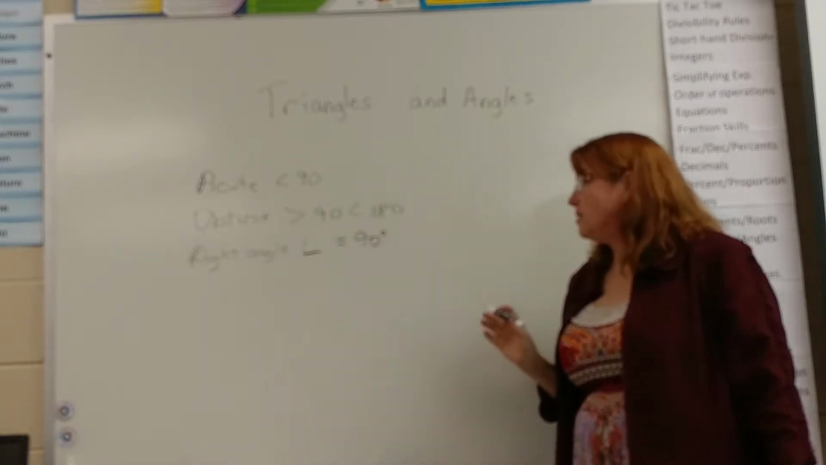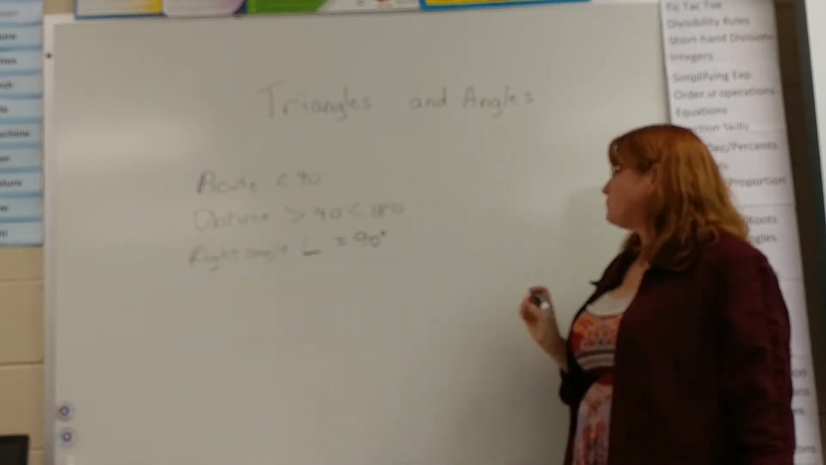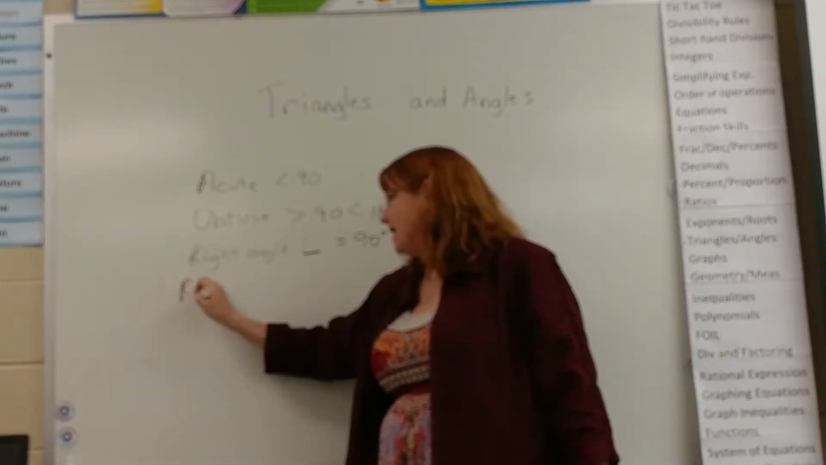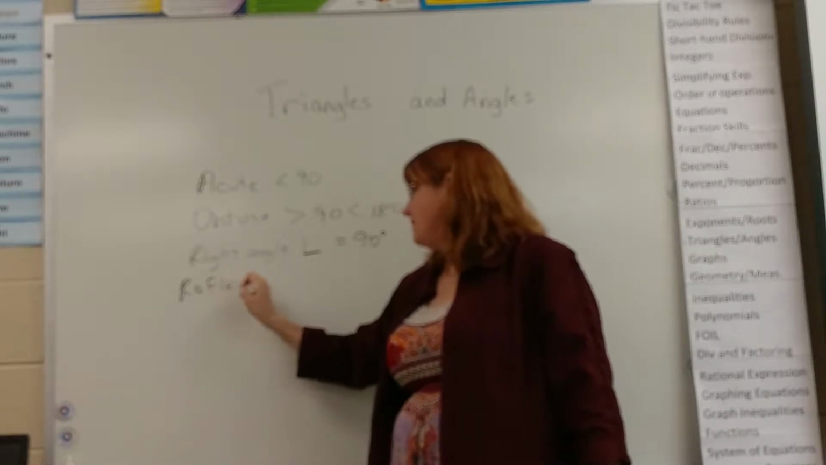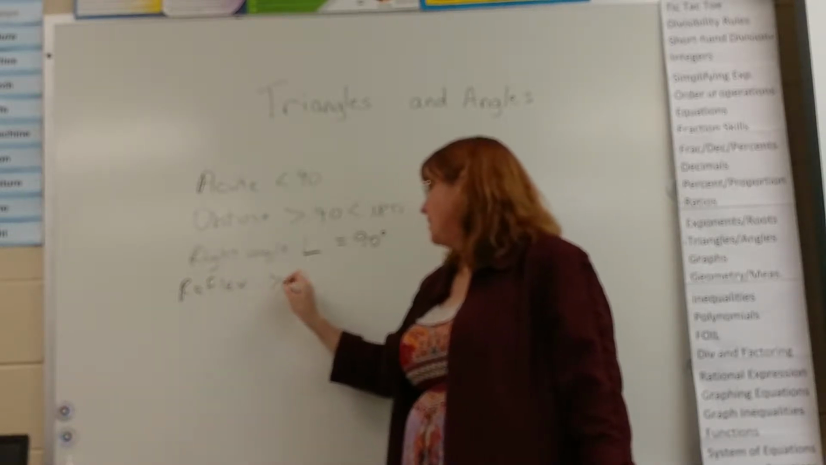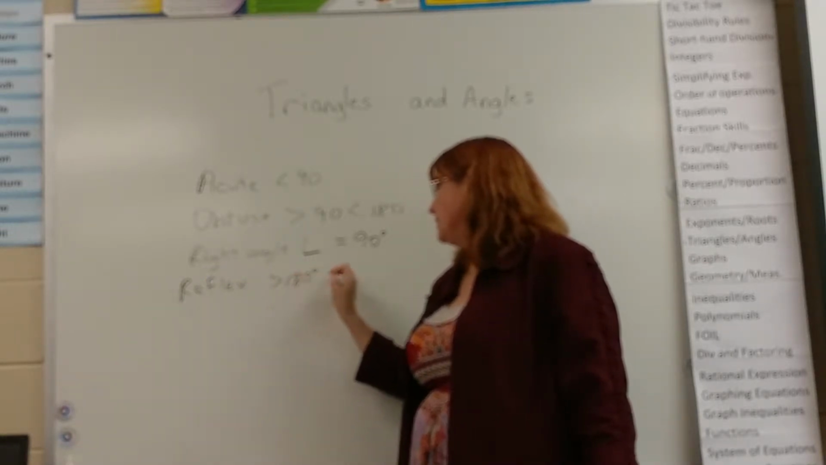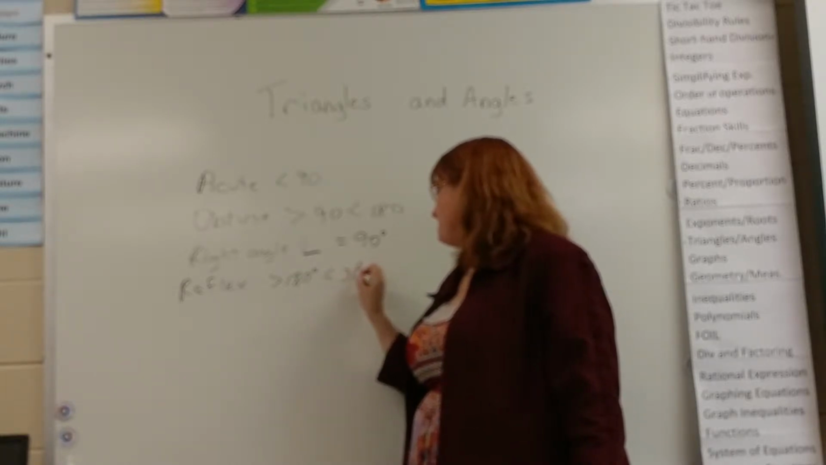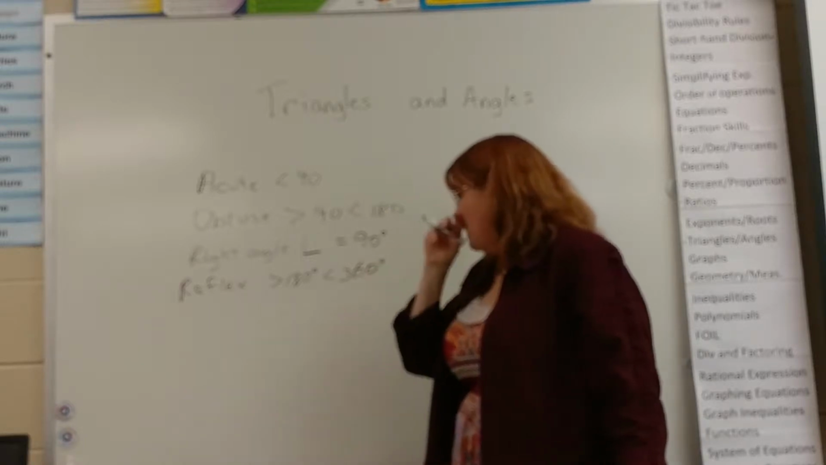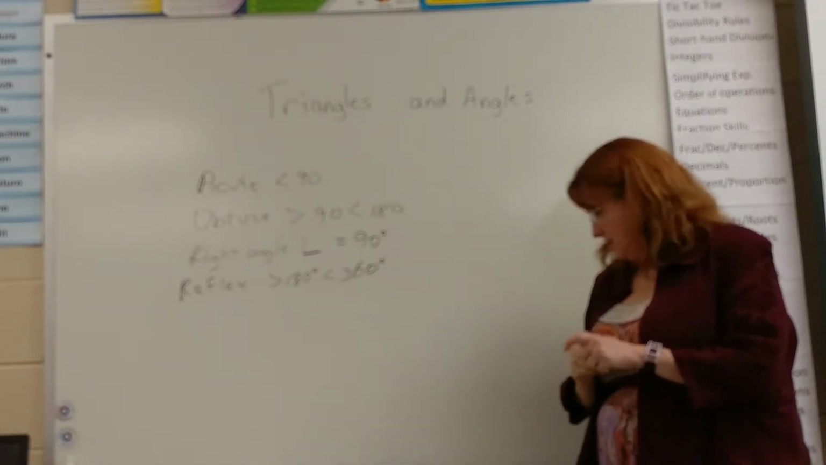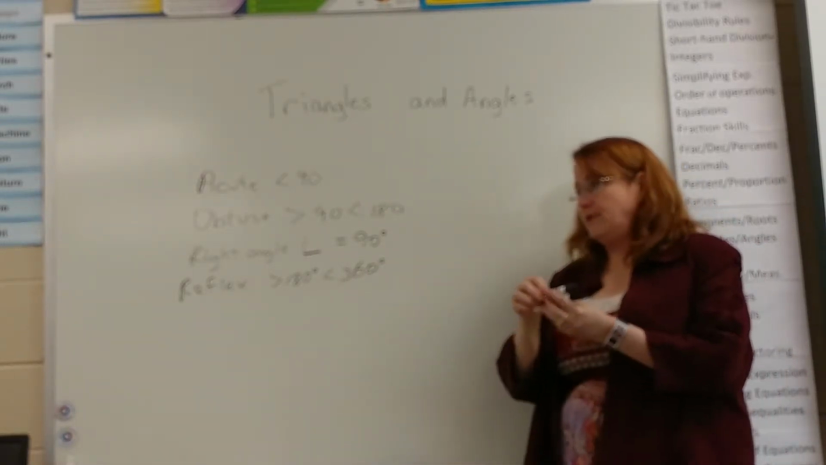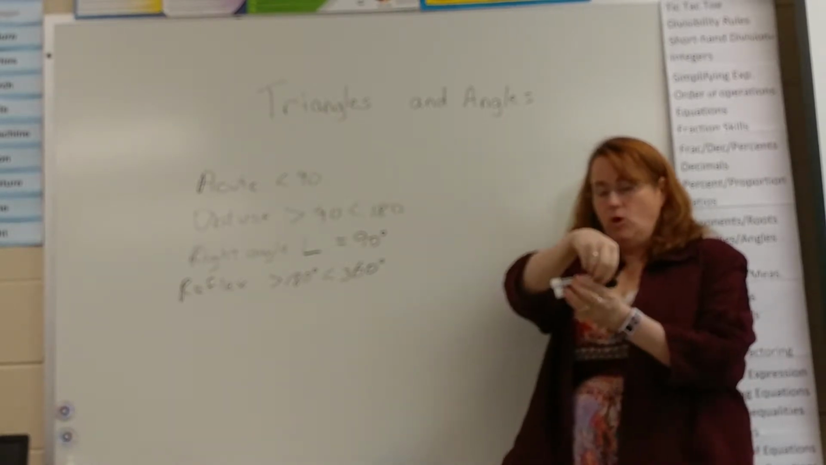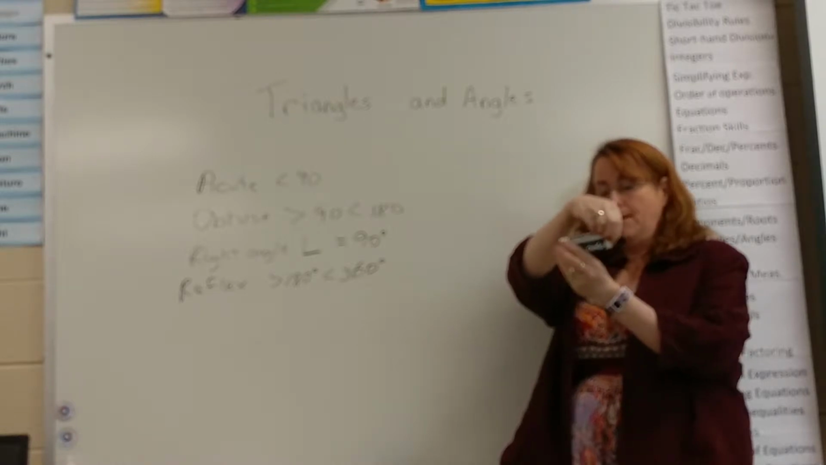Okay, so acute, obtuse, right angle. Those are our three major ones. And then there's one called a reflex angle. The reflex angle is greater than 180 degrees, but less than 360 degrees. So if you think about your angles opening up, two lines stuck together.